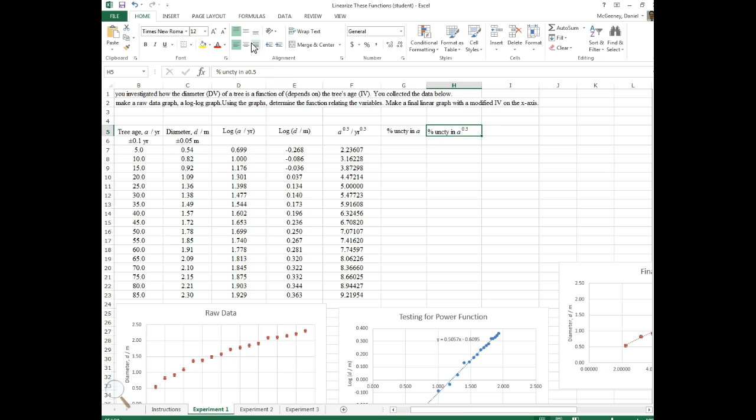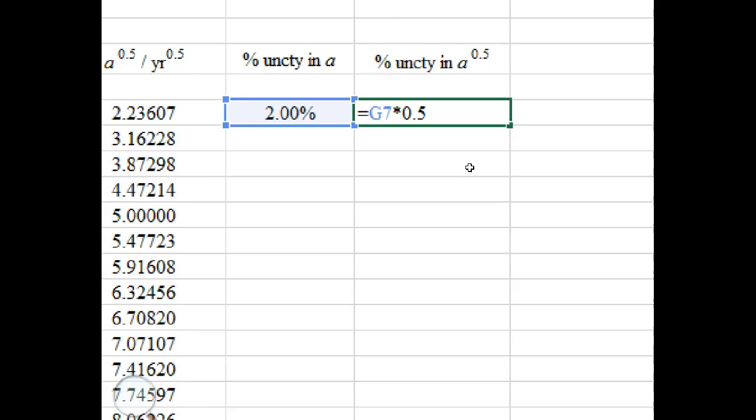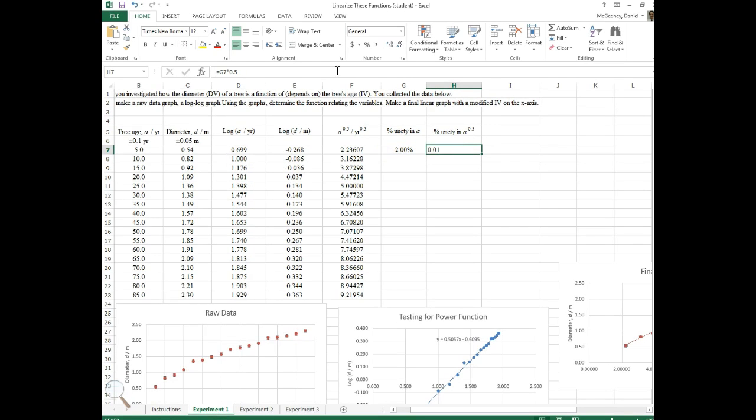And the way I'm going to find this, like let's say the first value, this 5 years plus or minus 0.1, let's say the uncertainty comes to 2%, right? And I can express that as a percentage, 2%. Well, if it comes to 2%, I'm going to say equals, take my percentage and multiply by the exponent, because that's what the rule says, times 0.5. So I'll multiply that 2% by the exponent of 0.5. That's how you propagate uncertainty through exponentiation, and that's how I get the percentage uncertainty.